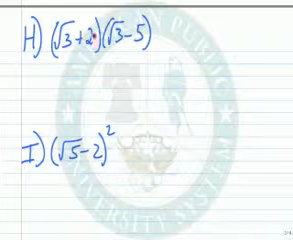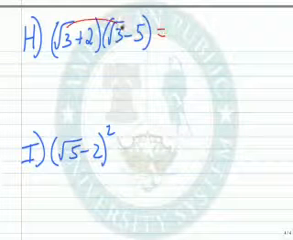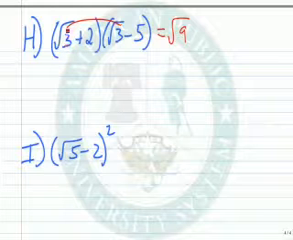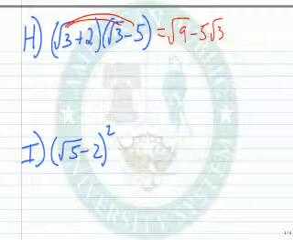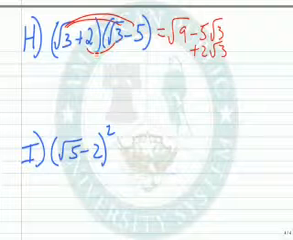Let's try another one. The square root of 3 plus 2 times the square root of 3 minus 5. First terms, the square root of 9. Notice they're both inside, so we can multiply them. Outer terms, so we have negative 5 times the square root of 3. Inner terms, plus 2 times the square root of 3. And last terms, minus 10.